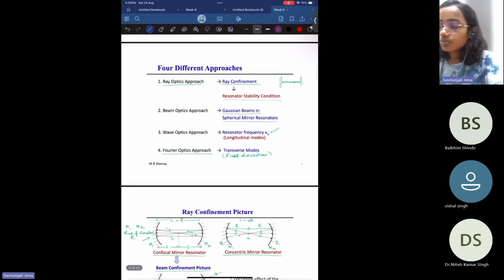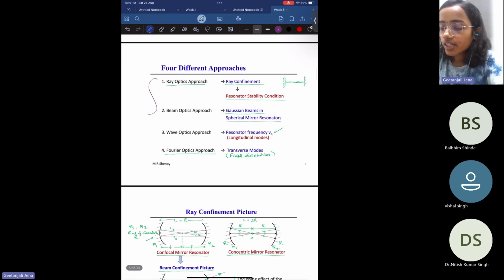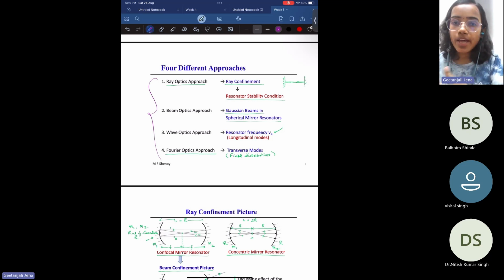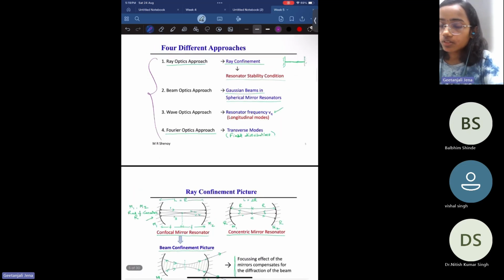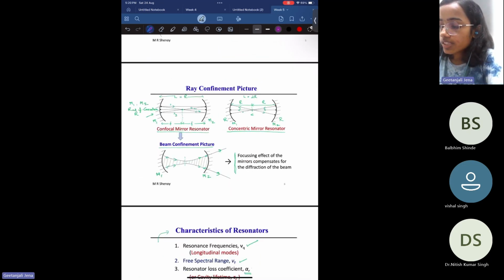So in this course, we'll take different types of approaches. One is ray optics, one is beam optics, wave optics, and Fourier optics. Using these different approaches, we will see how the different parameters of the optical resonator are defined. And for the first one, the ray optics approach, if you see this figure, this is the ray confinement picture.